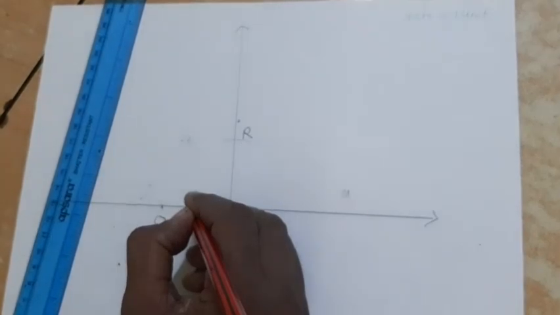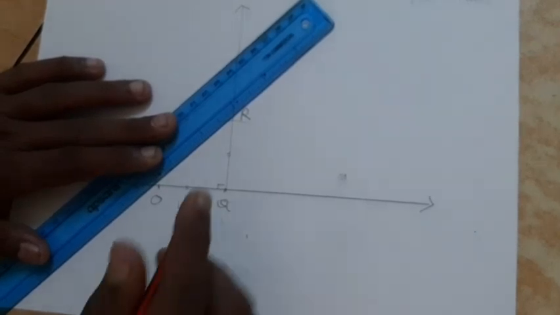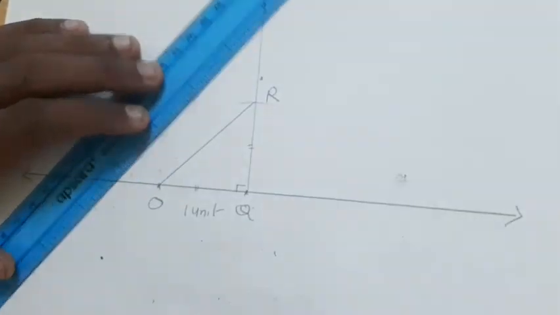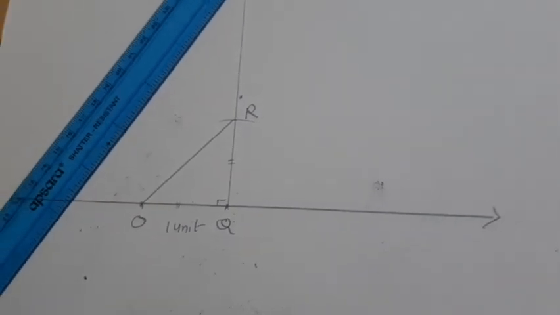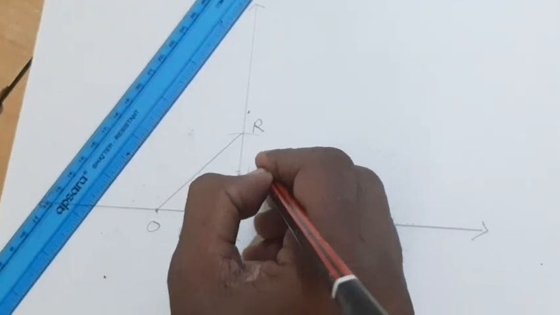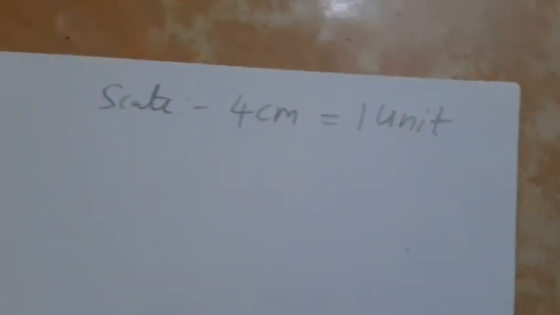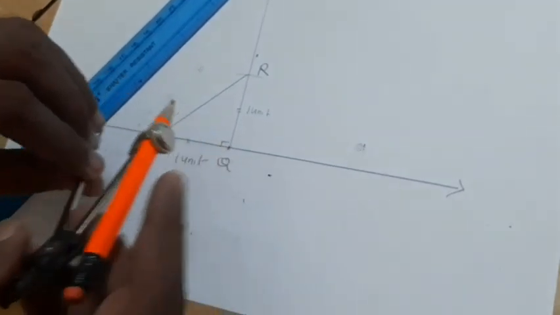Don't you see these two are the same? Now join O and R. See, you are getting a right angle here. With the compass, take a distance, this also 1 unit only. For your benefit, the scale taken here is 4 centimeters equal to 1 unit. You can take any scale, but once you take a scale, you are not supposed to change it. Now take a distance of 1 unit.